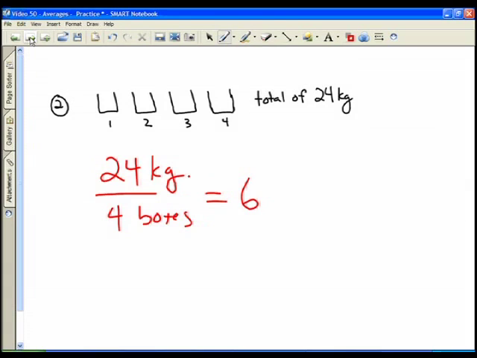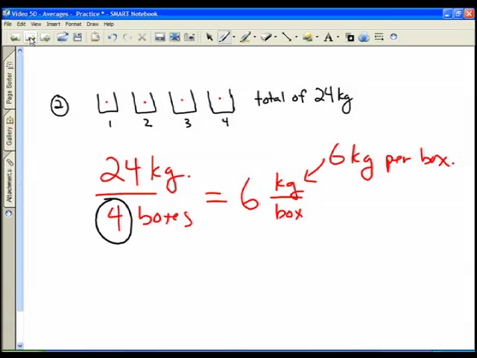And watch my units here. I've got 24 kilograms divided by 4 boxes, and that will tell me how much will go in each one. Well, 24 divided by 4 is 6, and watch what I have now here. I have kilograms over boxes. And this really means 6 kilograms per box. And so if we had 24 kilograms total, we would have 6 kilograms per box. Really, it's just like dividing.